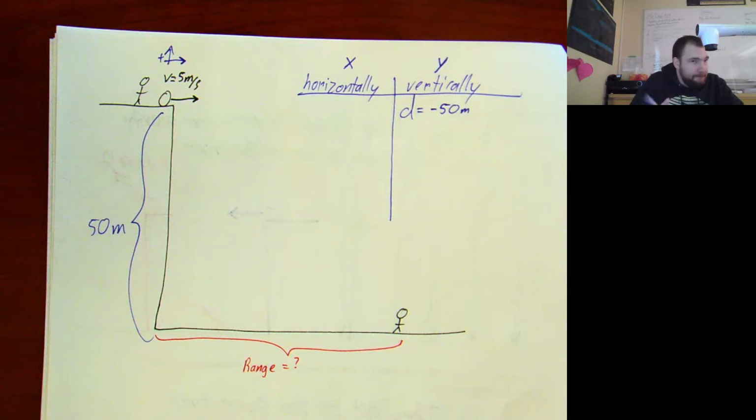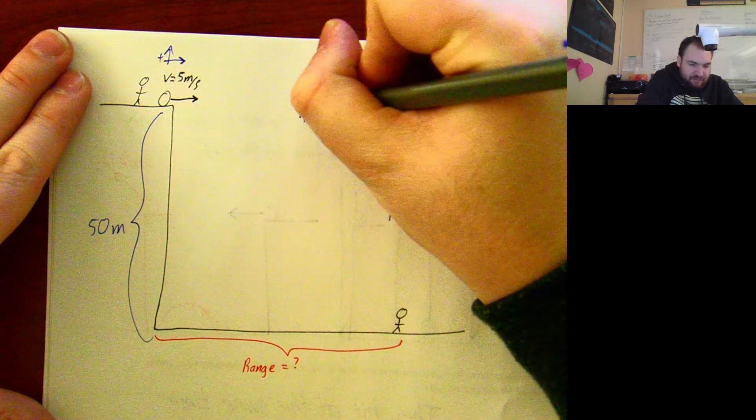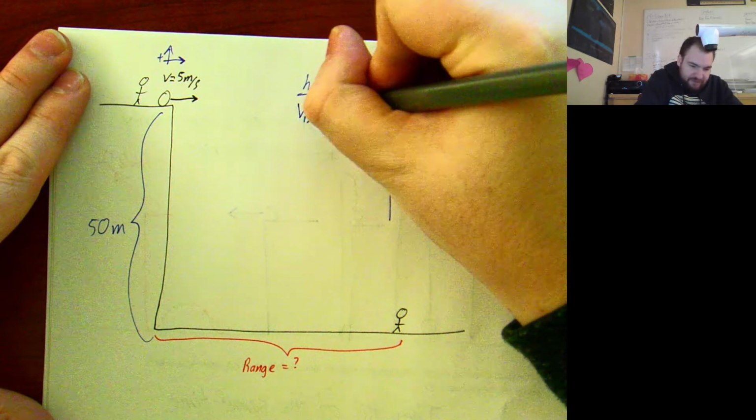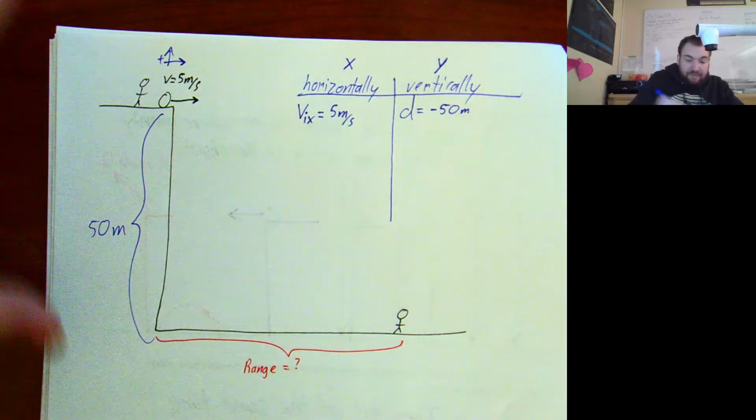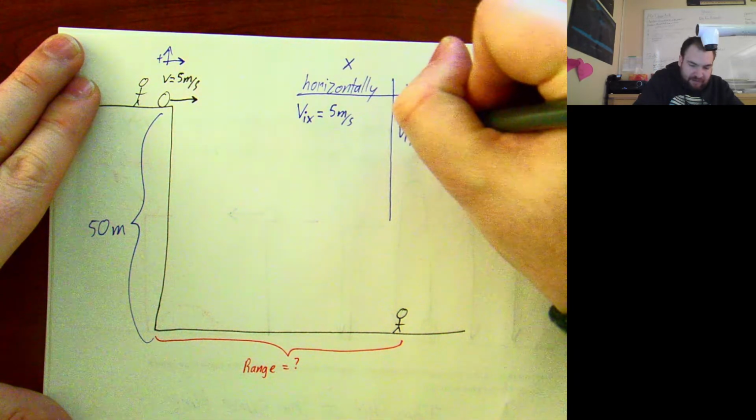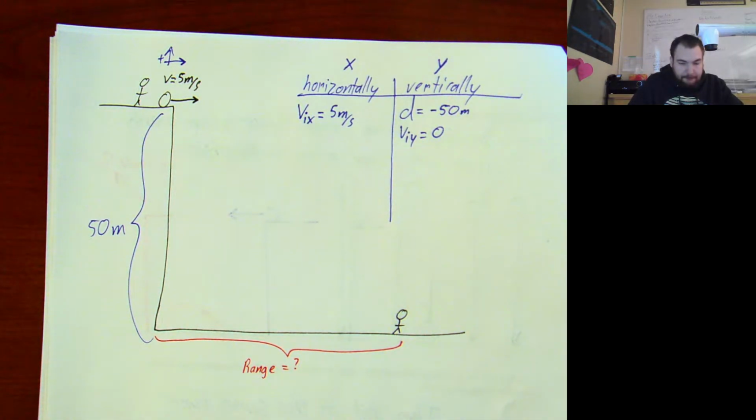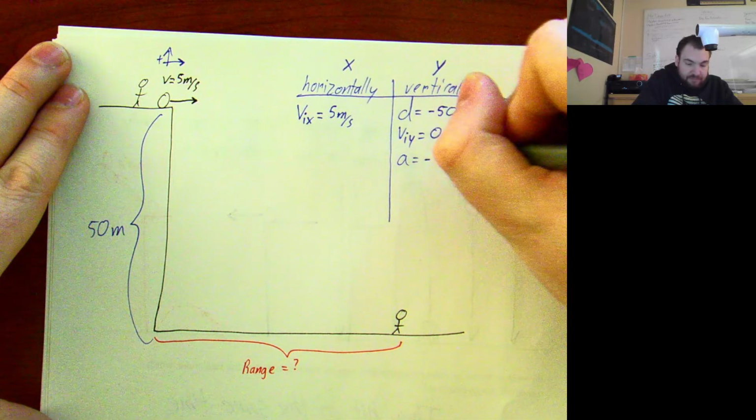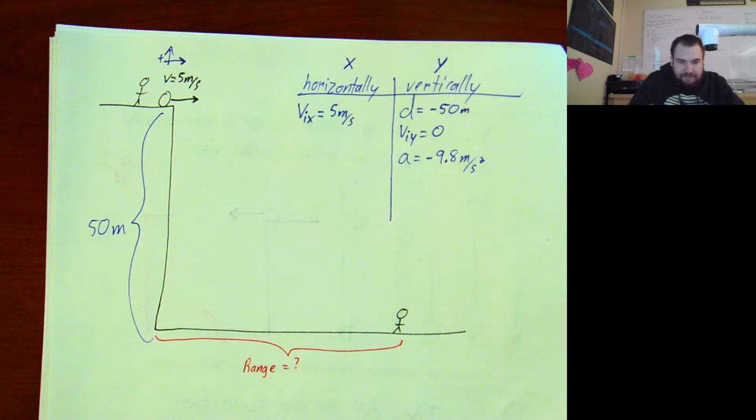What else do we know? Manuel, is that a hand? Yeah, we know the horizontal velocity. The horizontal initial velocity, or just the horizontal velocity? VIX is 5 meters per second. What else do we know? The vertical initial velocity, so VIY, is going to be 0. We know the vertical acceleration is negative 9.8 meters per second squared. Cool. Is there anything else we know?